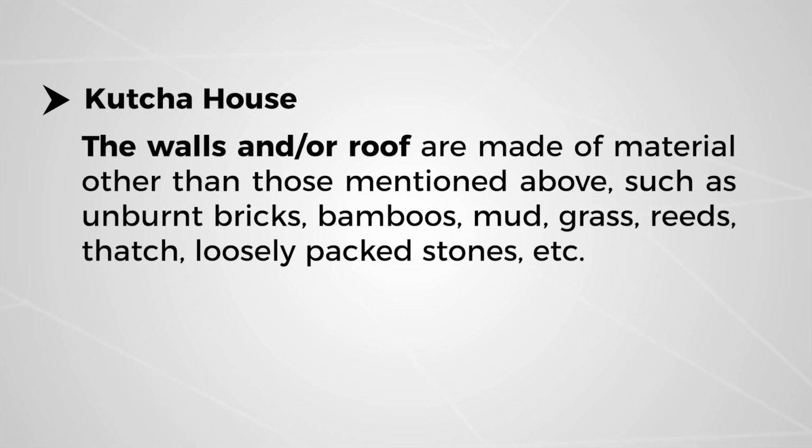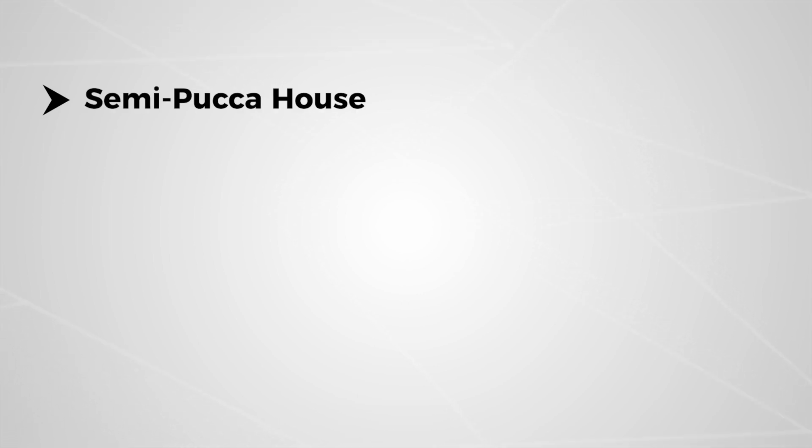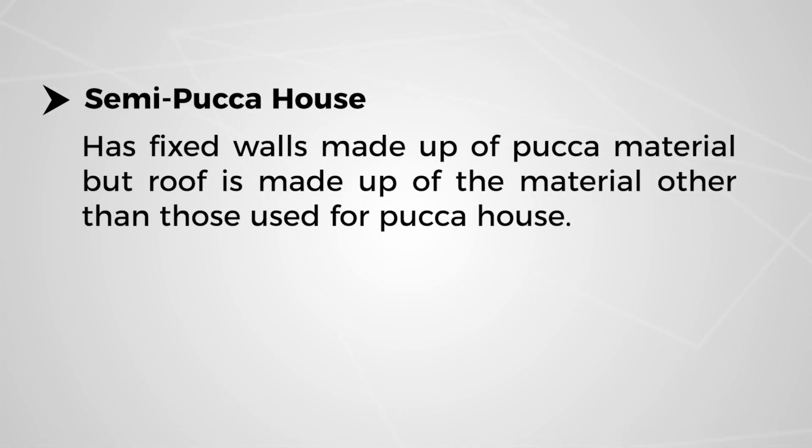In a Kacha house, the walls and or roof are made of materials other than those mentioned above, such as unburnt bricks, bamboo, mud, grass, reeds, thatch or loosely packed stones etc. There is another category, that is a semi-Pakka house, which has fixed walls made of Pakka material, but the roof is made of material other than those used for a Pakka house.